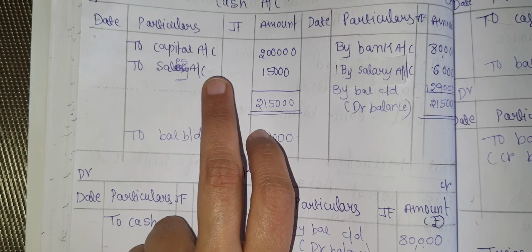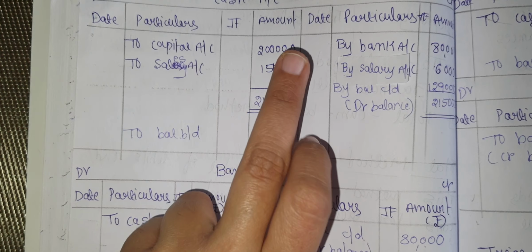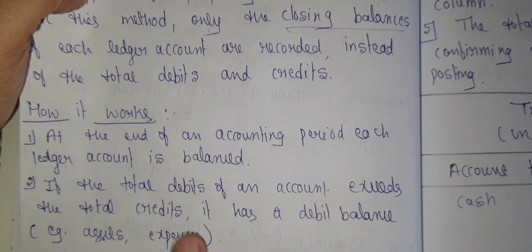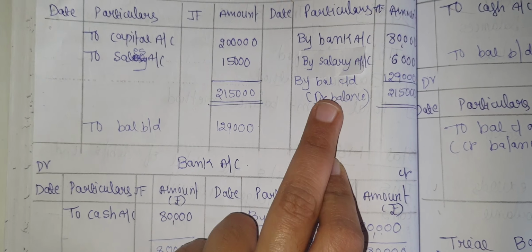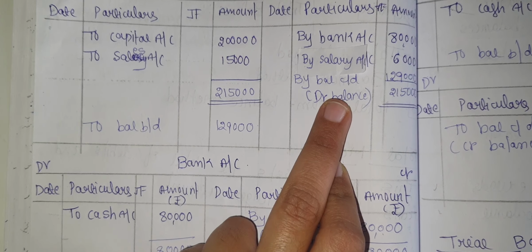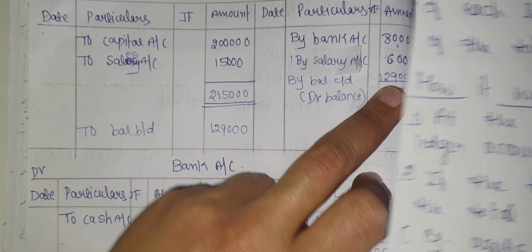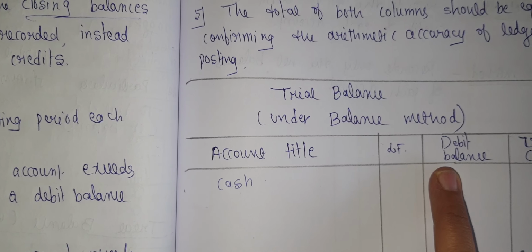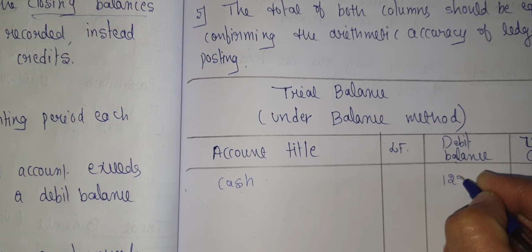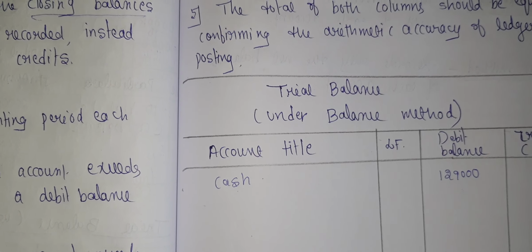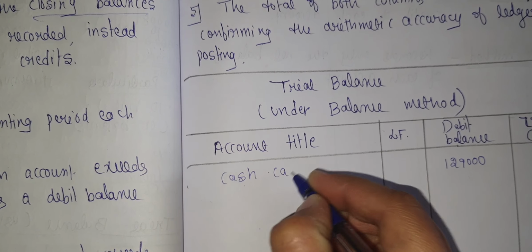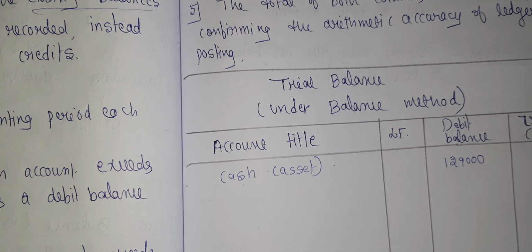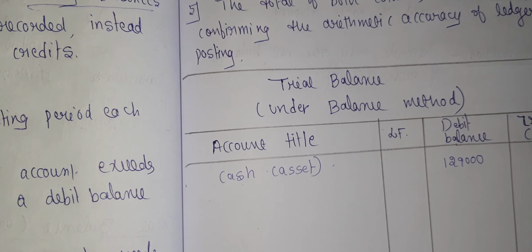If the debit exceeds the credit, here debit exceeds the total credit, it has a debit balance. Means here rupees 1,29,000, this closing balance we have to write down in the debit side, that is rupees 1,29,000. Okay, so cash, it is an asset. Okay, this is very important. So these rules are very important in the balance method.